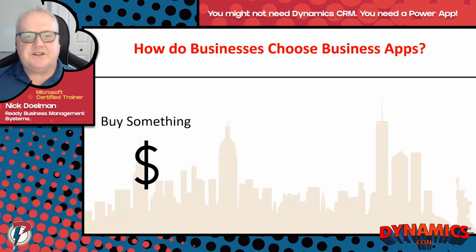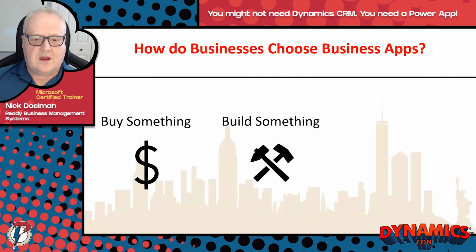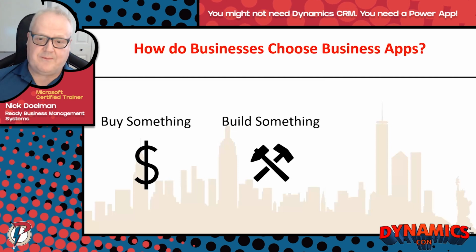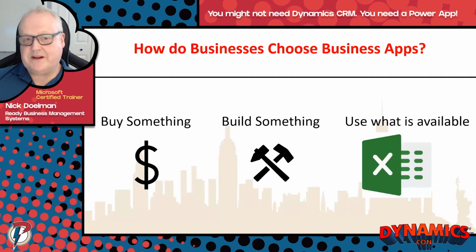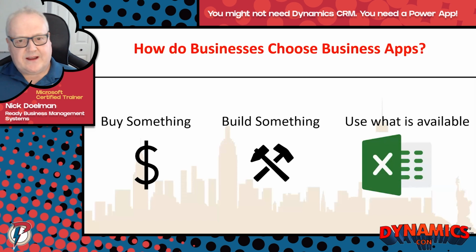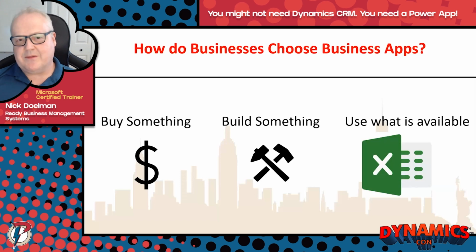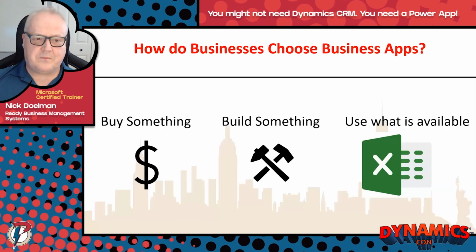So basically, how do businesses choose business apps? Well, they sometimes buy something. They might build something. But there are those two options, and here's a third one, and this one usually wins out all the time. They'll use what's available, so stuff like Excel or Microsoft Access or other things like that. This is where we need to drill down a little bit into some of the dangers of that. Of course, internally, if you're trying to sell this to your own stakeholders, we can say why that could be dangerous.